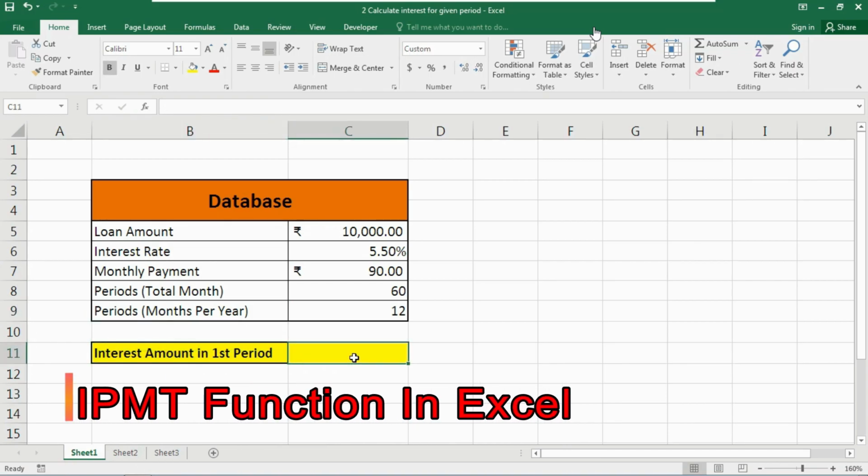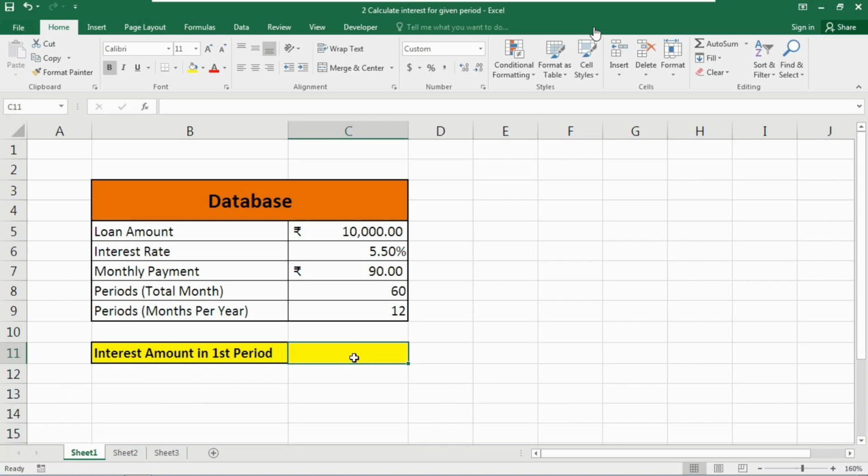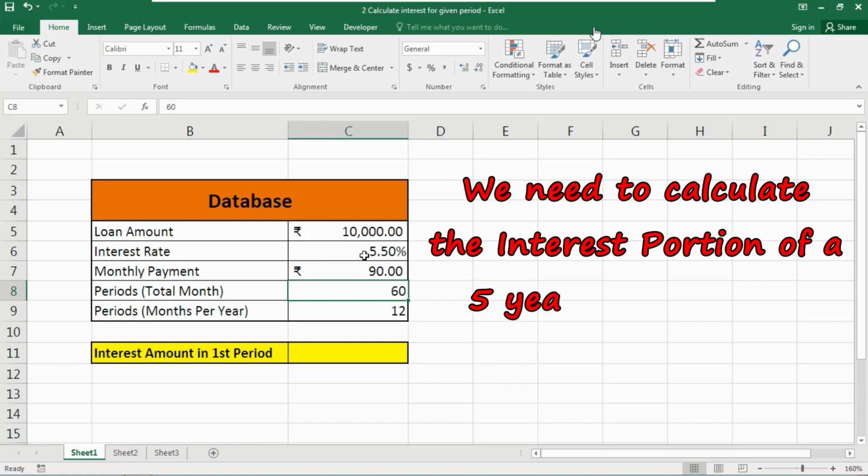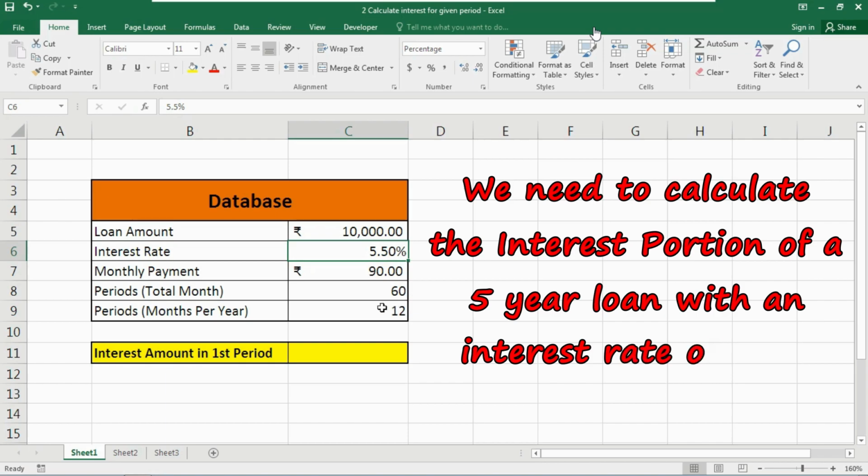So today we are going to learn how to use the IPMT function of Microsoft Excel. So stay with this video, I'll describe each and every argument I am going to use in this formula. So watch my steps carefully. Let me first tell you how we are going to calculate this. We want to calculate the interest portion for payment 1 of a 5-year loan of 10,000 rupees with an interest rate of 5.5%, right? So we are going to calculate the loan for 5 years, so we need to give the total months as 60, that means 5 years, right?